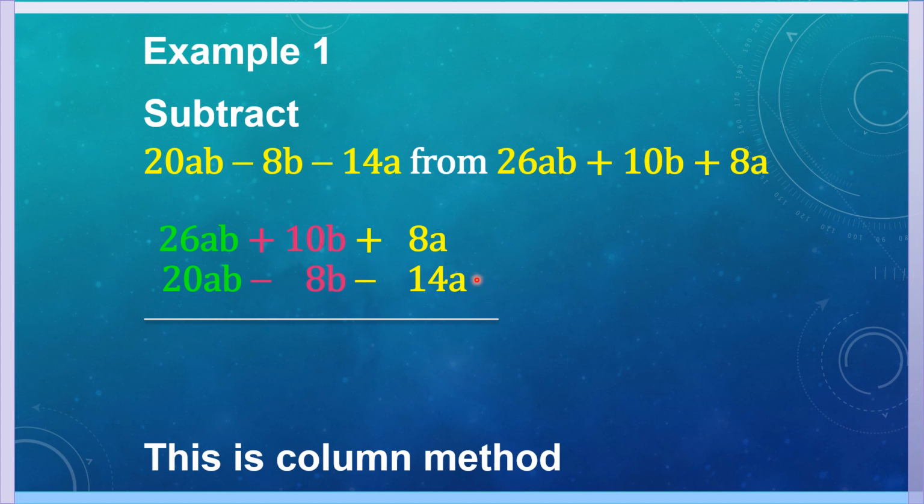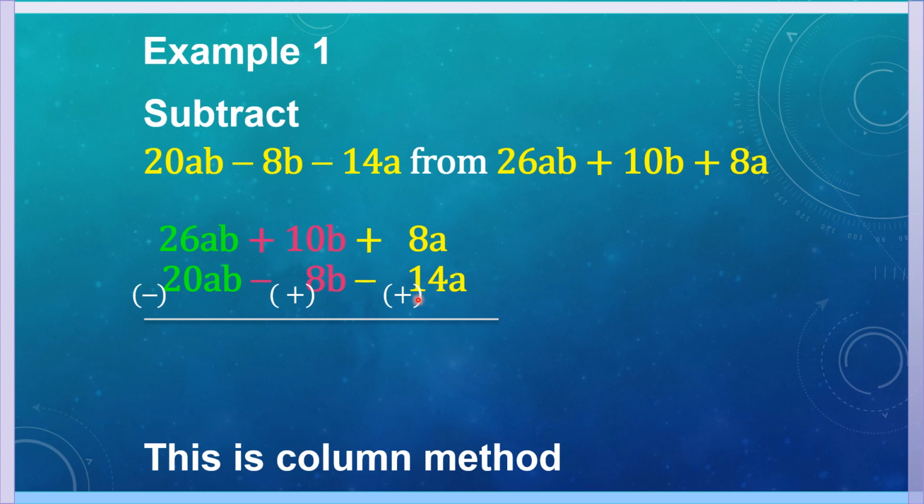In algebraic subtraction, we have to change the sign here. Plus to minus and minus to plus. Plus 20ab becomes minus 20ab, and here minus 8b becomes plus 8b. Negative 14a becomes positive 14a.